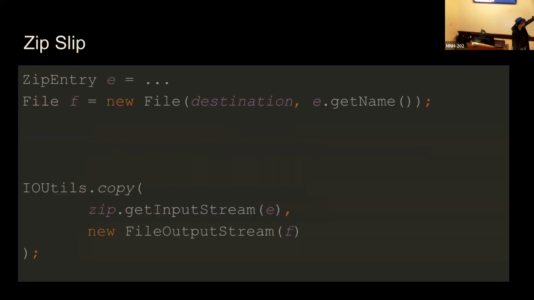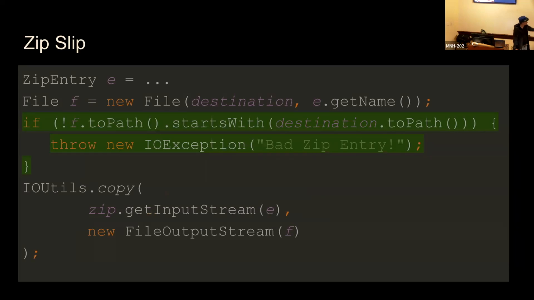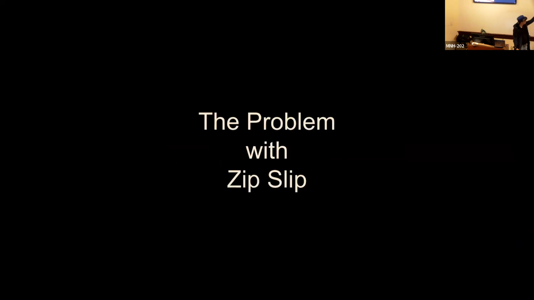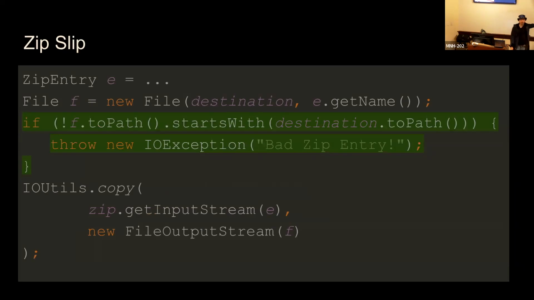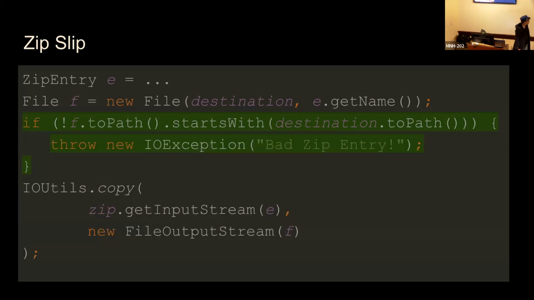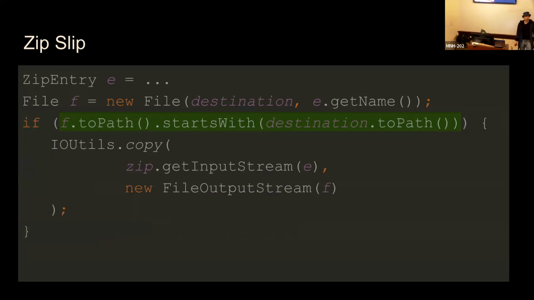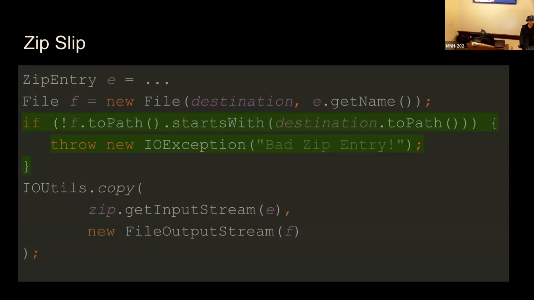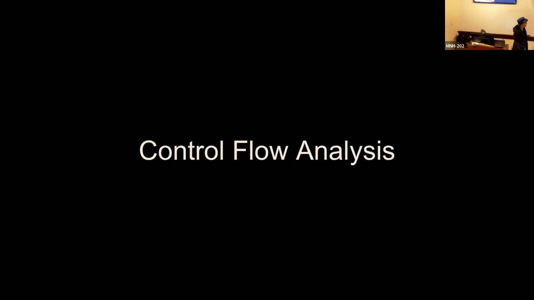So zip flip is complicated. And the reason the zip flip is complicated is because this is the vulnerable code. This is a valid fix. The problem with zip flip is that while this is a valid fix for this vulnerability, so is this, right? Both of these things adequately protect against this vulnerability. And there can be more complicated things like this. So how do we just determine if this is vulnerable or not? We need control flow analysis.